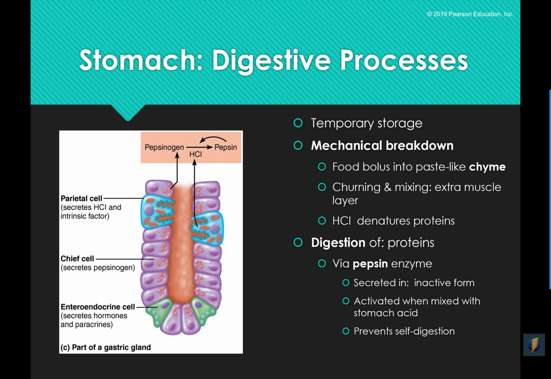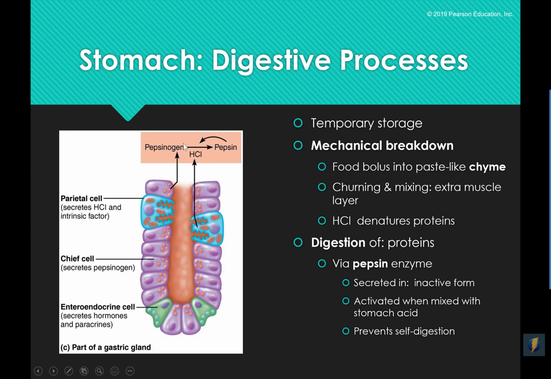The reason we need protein digesting enzymes to always be secreted in an inactive format is basically if you had these chief cells full of pepsin, well, those chief cells are also full of proteins. They would basically digest themselves. So protein digesting enzymes are always secreted in an inactive format.